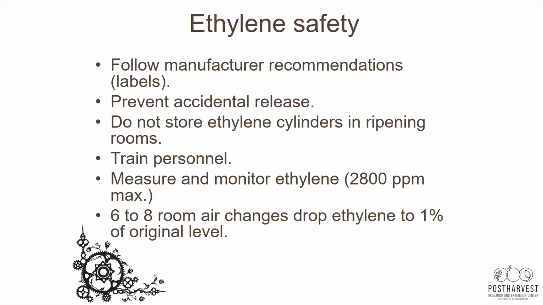Basically, you need to measure and monitor the ethylene and avoid it going above 2,800 ppm, which, as you know based on the regimens of ethylene and what you've learned so far, is much, much higher than you should actually have in that room. A rule of thumb, as I mentioned, is that 6 to 8 room air exchanges drop ethylene to 1% of the original level. Again, this is a rule of thumb. The same happens with CO2.